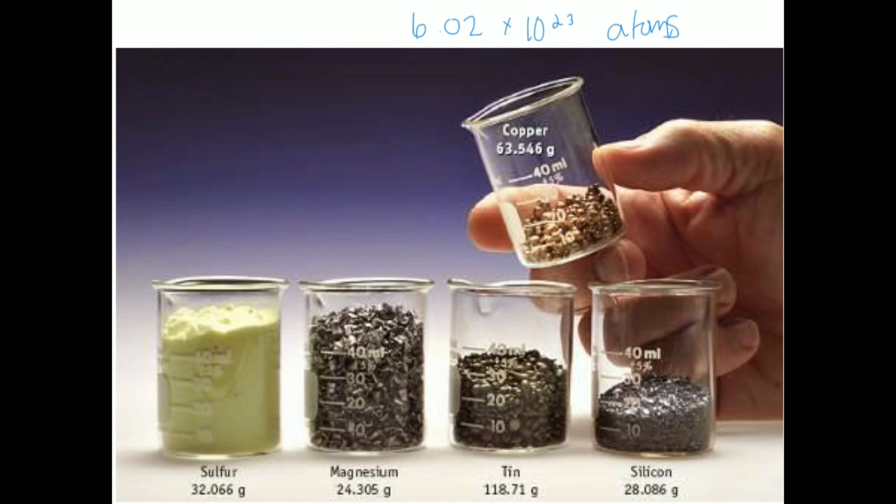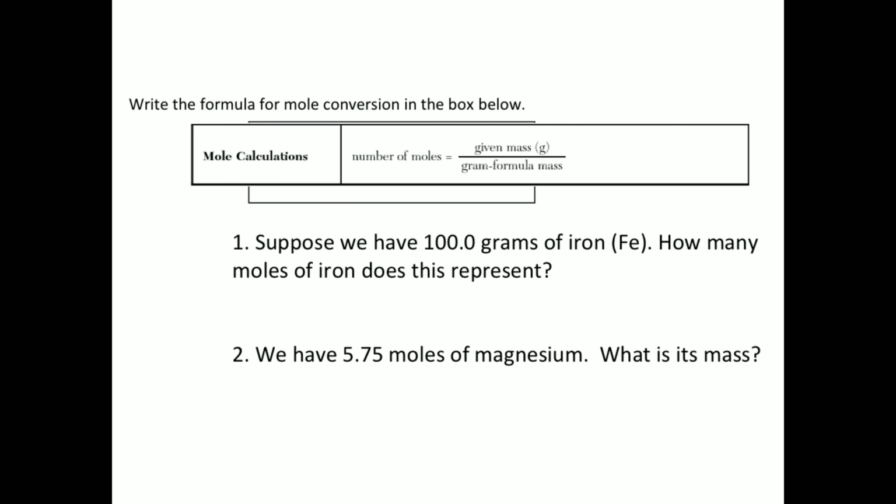same number of particles. We can use proportions to solve all mole problems, but the most common mole calculation is the calculation between grams and moles. You can find the formula to calculate between grams and moles here on the back of your reference table. Examining this formula, it's important to note that the gram formula mass is never x. It's the mass on the periodic table.